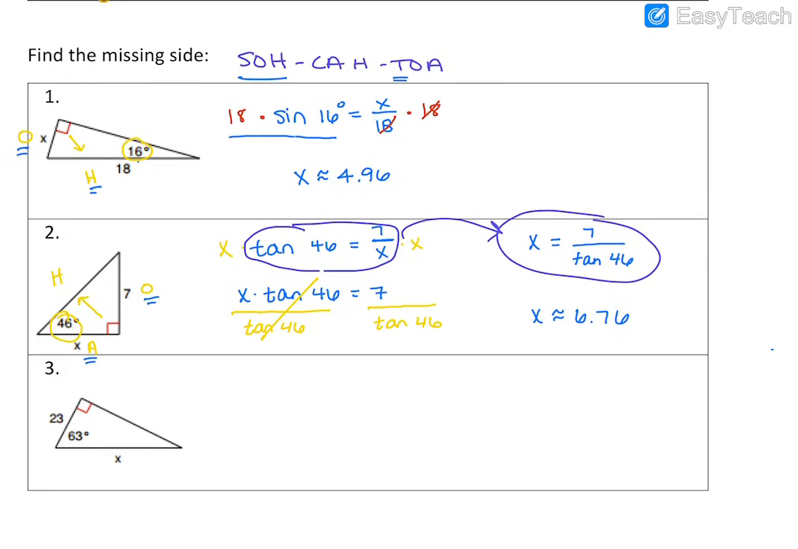I want you to try to do the setup and solving of number 3. And so go ahead and hit the pause button on the video and try to do number 3 on your own and then hit play to see how we did.